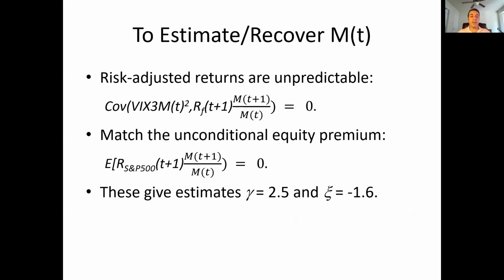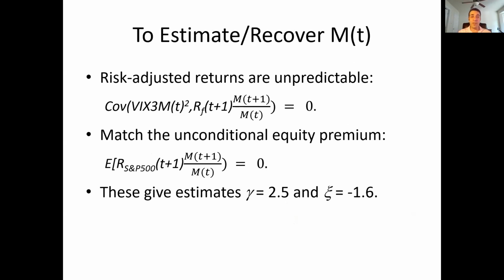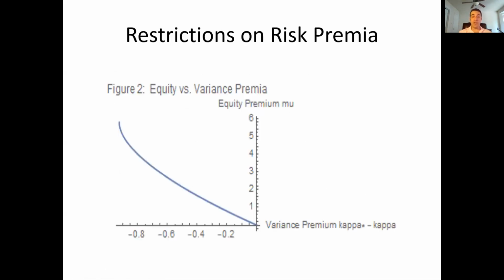Okay, so I want to predict conditional and unconditional risk premia, and for the conditional risk premia, that's a regression test. For the unconditional risk premia, I can pick one preference parameter to match the variance premium, or I can pick the other preference parameter to match the S&P 500 premium. And the theory says that there's a restriction between them. I can't arbitrarily pick the equity premium and the variance premium. There has to be a connection, and it's given by this graph.